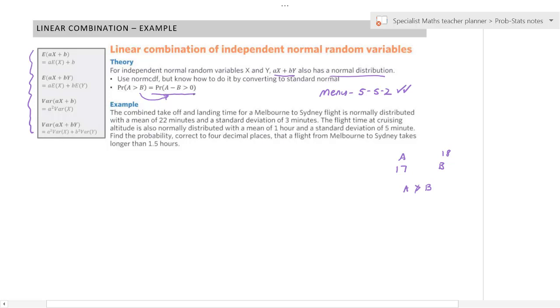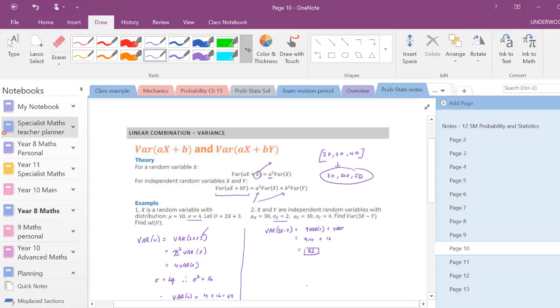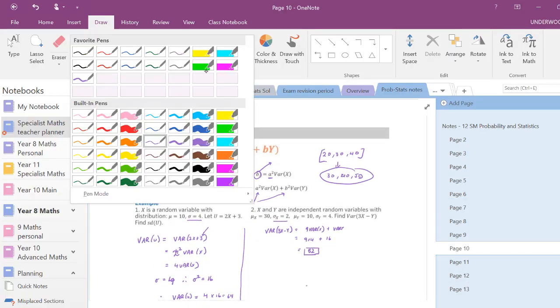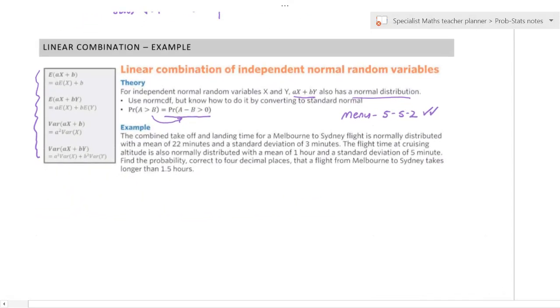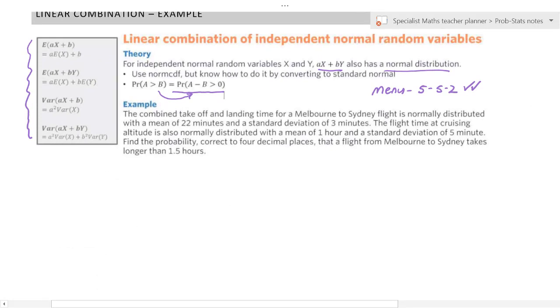The problem with these questions, whether English is your first language or not, is that there's a lot to take in. So I'm going to get my highlighter out, because I don't really want to highlight that much. Let's start getting some really important details. The combined takeoff and landing time from Melbourne to Sydney is normally distributed with a mean of 22 minutes and a standard deviation of 3 minutes.